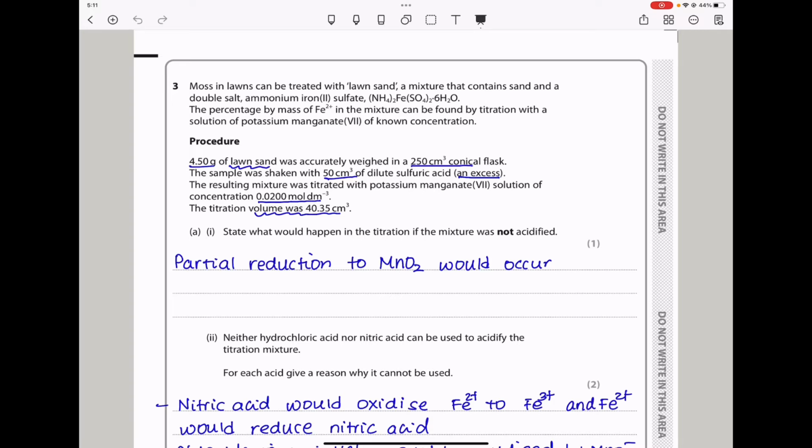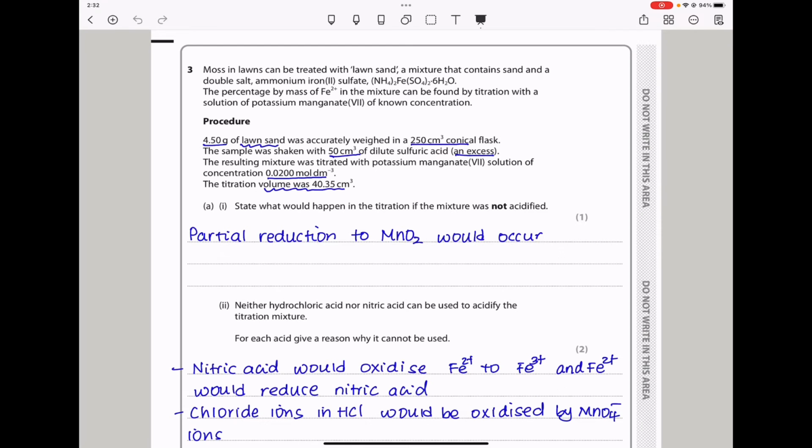Question 3. Moss in lawns can be treated with lawn sand, a mixture that contains sand and a double salt, ammonium iron(II) sulfate, which is that. The percentage by mass of iron(II) in the mixture can be found by titration with a solution of potassium manganate(VII) of known concentration. The procedure is as below. 4.5 grams of lawn sand was accurately weighed in a 250 cm³ conical flask. The sample was shaken with 50 cm³ of dilute sulfuric acid, which is an excess.